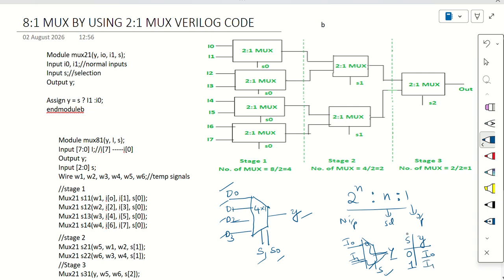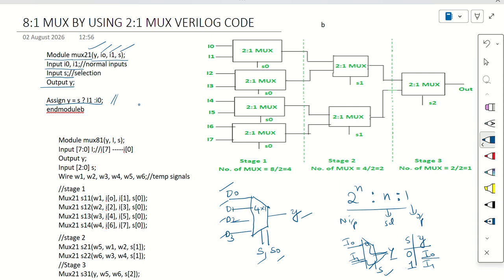Now that 2:1 multiplexer is designed using Verilog HDL. We start with module, and the module name is multiplexer 2:1. It has one output Y, two inputs I0 and I1, and one selection line. We declare all the inputs: input I0, I1 and the input selection line, and output Y. This is the way you define the port list. After defining the port list, you decide the function. When s equals 0, Y is I0. When s equals 1, Y is I1.